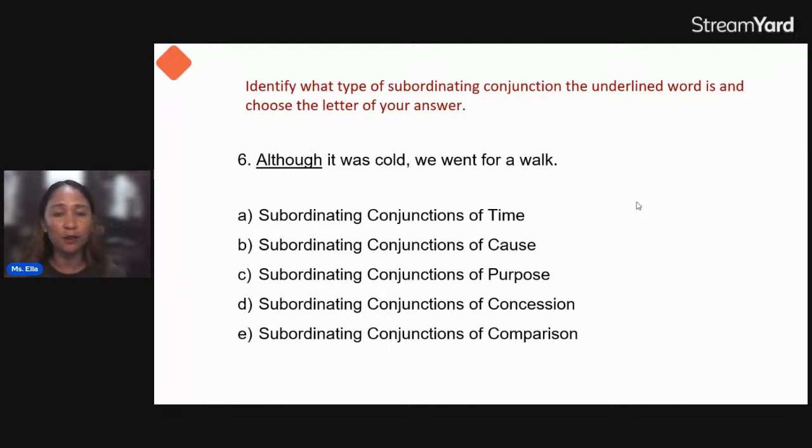Although it was cold, we went for a walk. Again, although it was cold, we went for a walk. Is it A, subordinating conjunctions of time? B, conjunctions of cause? C, conjunctions of purpose? D, conjunctions of concession? Or E, conjunctions of comparison?